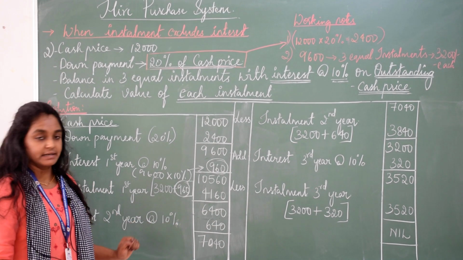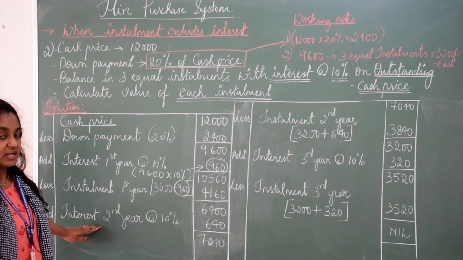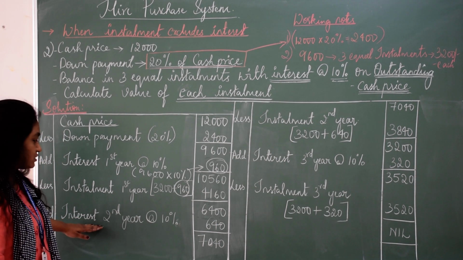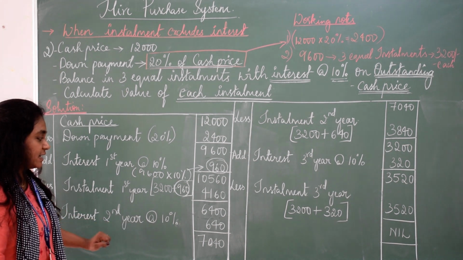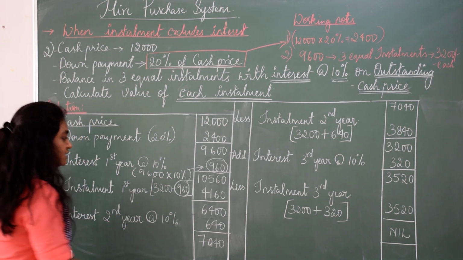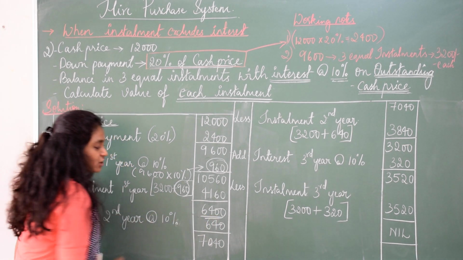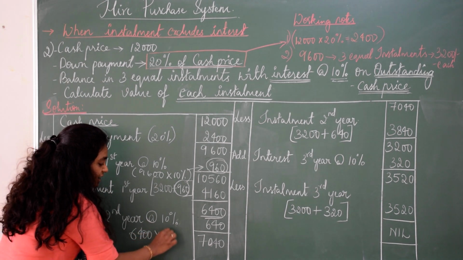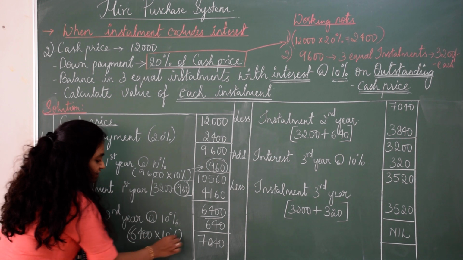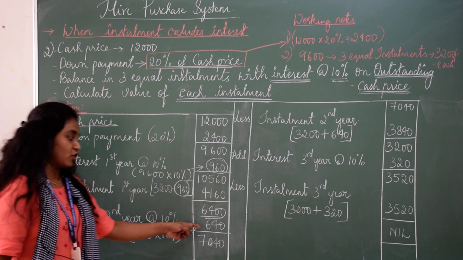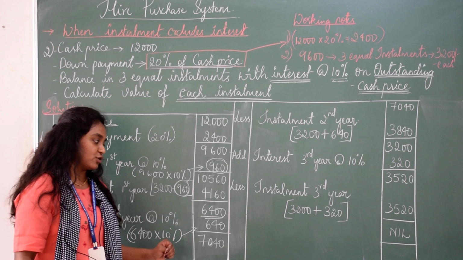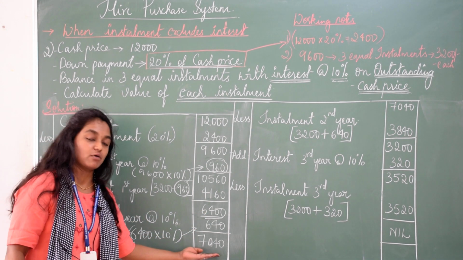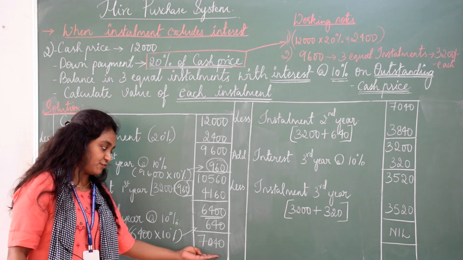Moving on to the second year now. Second year again we will be adding interest and removing the down payment. That is the second installment. So interest in the second year, it is again at 10%. That 10% should be given on this outstanding balance, that is 6,400 into 10%. When we calculate, we are getting 640 rupees. So this 640 rupees should be added to the outstanding balance. The carried forward balance will be 7,440.